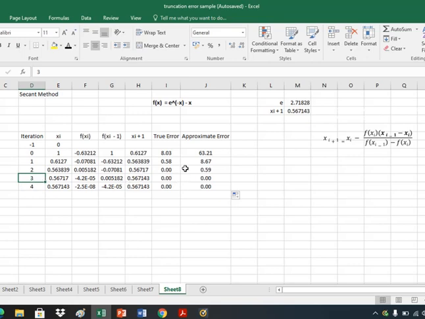On the third iteration, we already had a true error of 0 and approximate error of 0. Then the root of the equation is almost near to the true value of 0.56743. So no need to compute for the other iteration kasi halos malapit na sa true value. So that's it. So that is the root of the equation. Okay, so second method lang, backwards lang ka ng isang step.